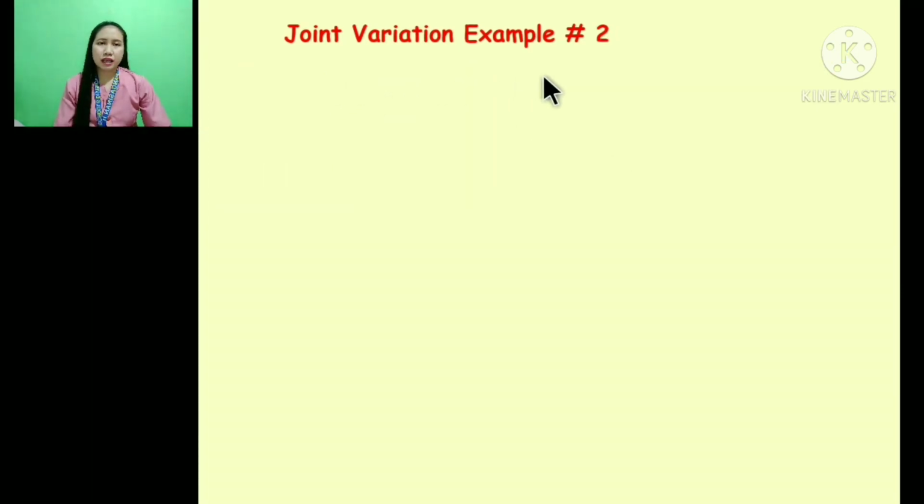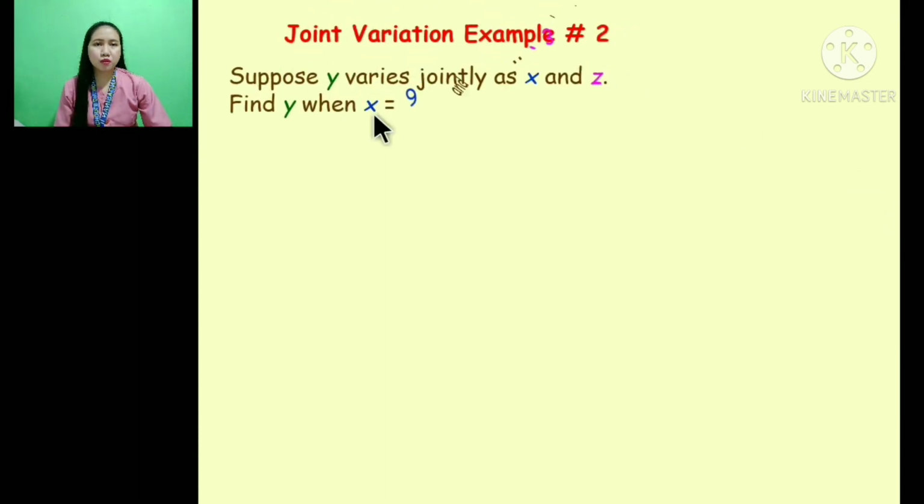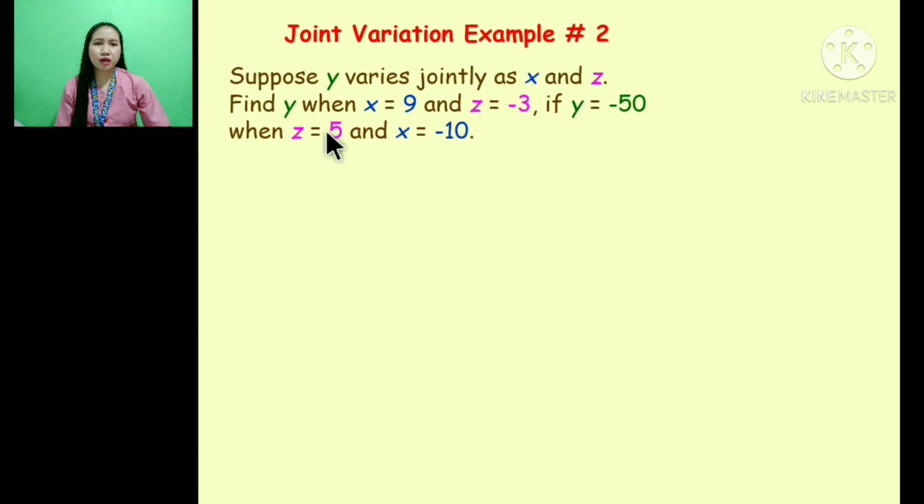Joint variation example, letter B here. Suppose y varies jointly as x and z. Find y when x is equal to 9 and z is equal to negative 3 if y is equal to negative 50, when z is equal to 5 and x is equal to negative 10.